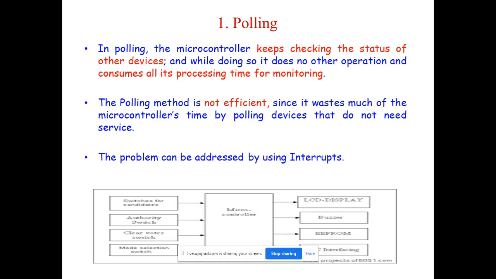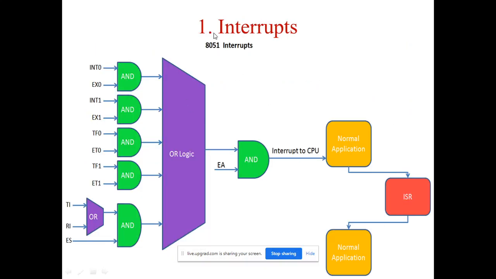Okay, then we will proceed to the interrupt method. Now this is the interrupt structure of 8051. One by one we'll see that. We already know that there are 5 interrupt sources.